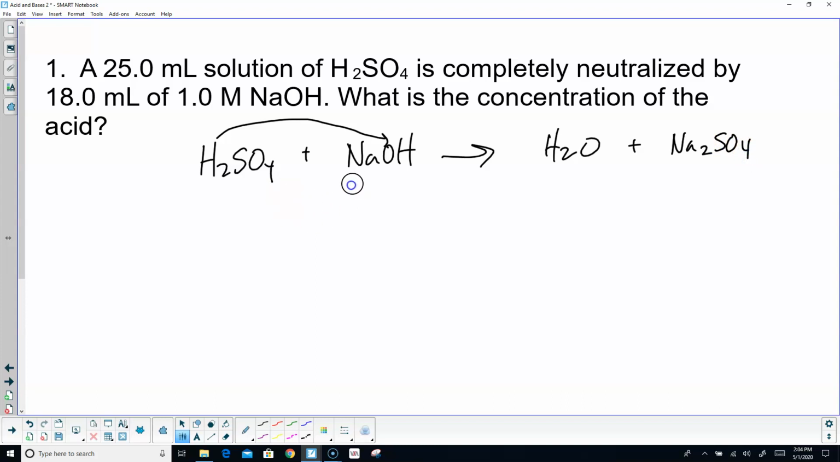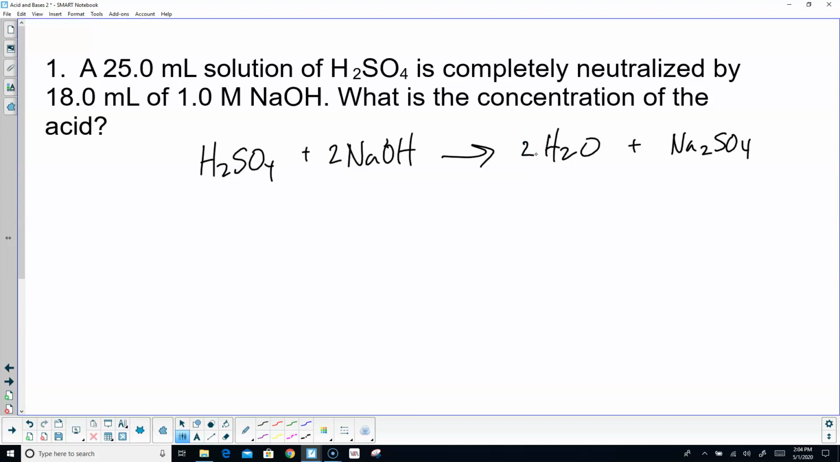It isn't balanced, however, so this is where we have to get in here and balance this. What I would do, let's take a look here. We have 2 sodiums on one side and 1 sodium on the other, so put a 2 there. Now all you have to do is put a 2 in front of the water and you should be balanced. So there's our balanced formula.